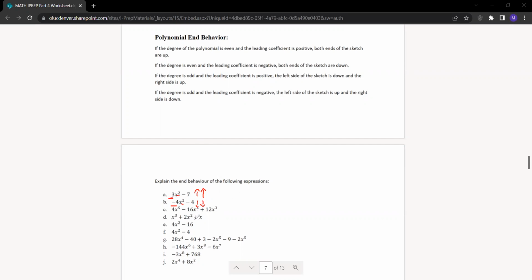So next we have 4x to the 5th plus minus 16x to the 4th plus 12x to the 3rd. So here, degree of 5, coefficient of 4. So that's an odd degree and a positive coefficient. So up here, degree is odd, coefficient is negative, left side down, right side up.